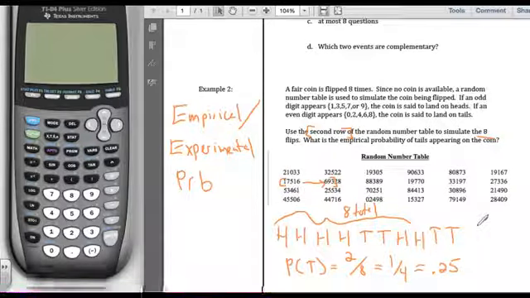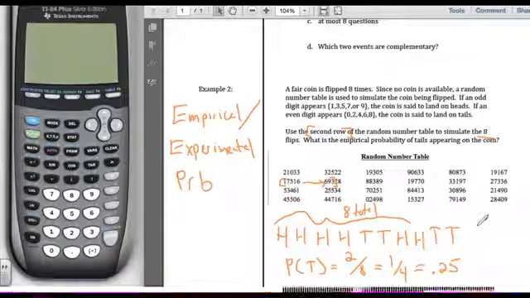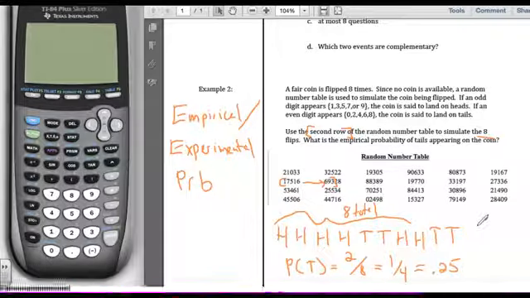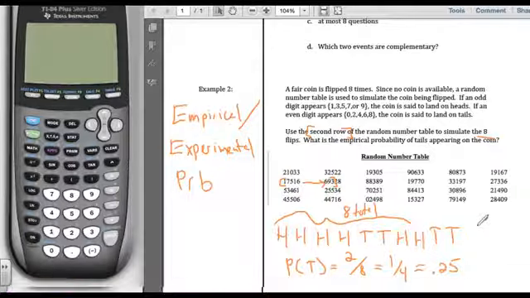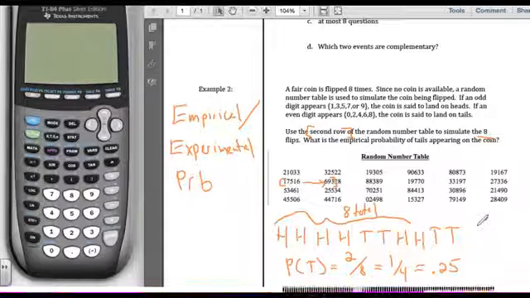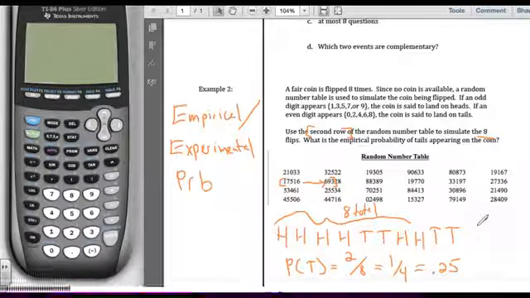It's closer to 50%. And as you increase your sample size, you should get closer and closer to your theoretical probabilities. And that's known as the law of large numbers, that as you have a large sample size, as you perform the experiment over and over again, a large number of times, your experimental probabilities get closer to your theoretical probabilities.